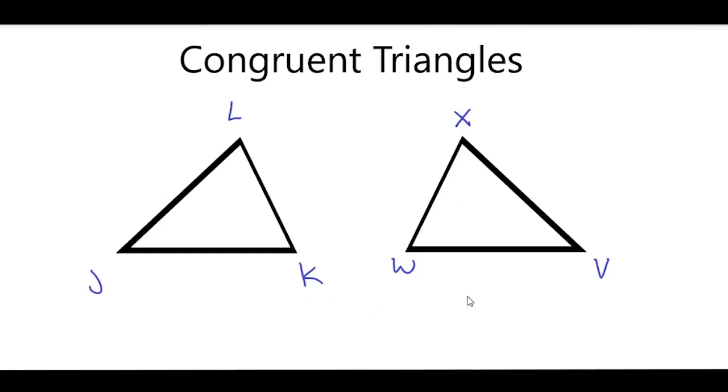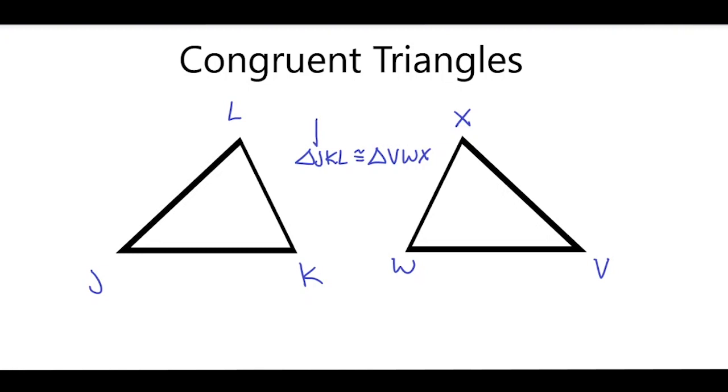So here I have two triangles. I have triangle JKL and triangle VWX. And I'm going to tell you that triangle JKL is congruent to triangle VWX. All right, so these are congruent triangles. And so something I want to point out is that all of the corresponding parts of these triangles are congruent.